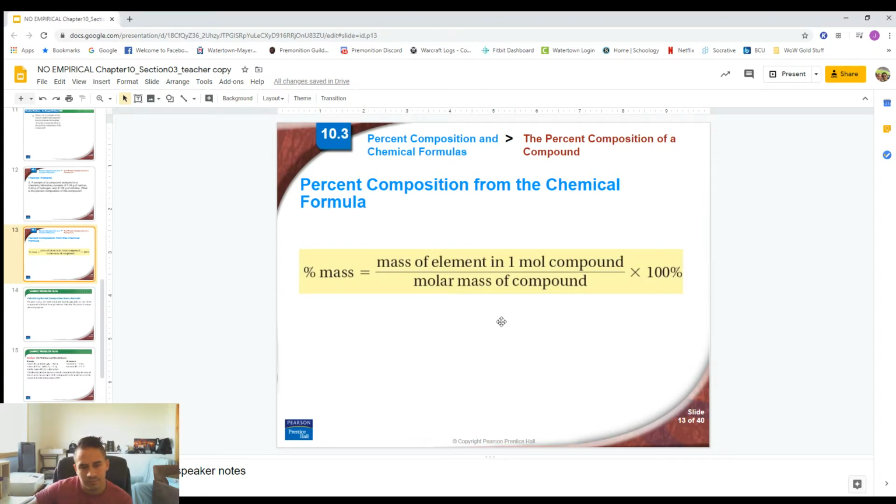So we can use percent composition from the chemical formula as well. The previous problem we did was getting percent composition from a sample number, or the amounts of a sample. But we can use molar mass as well to find percent composition.